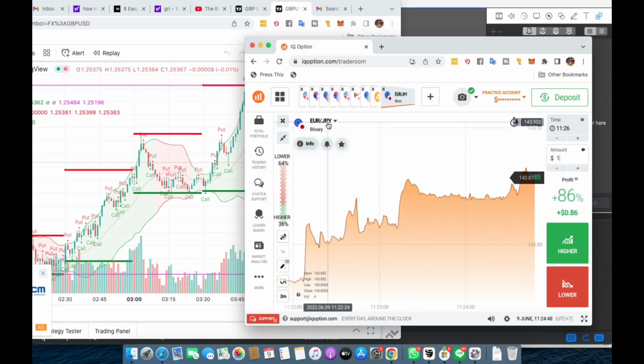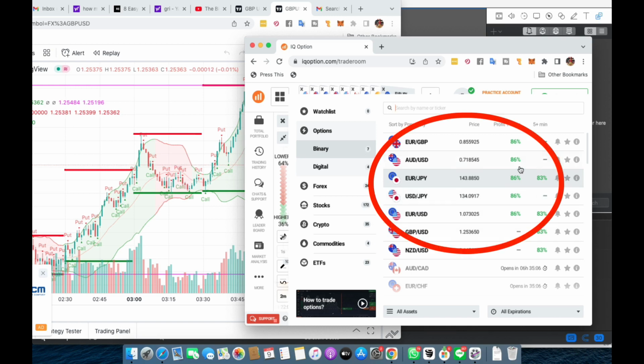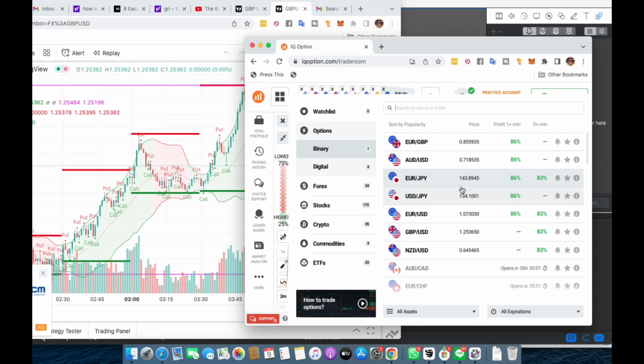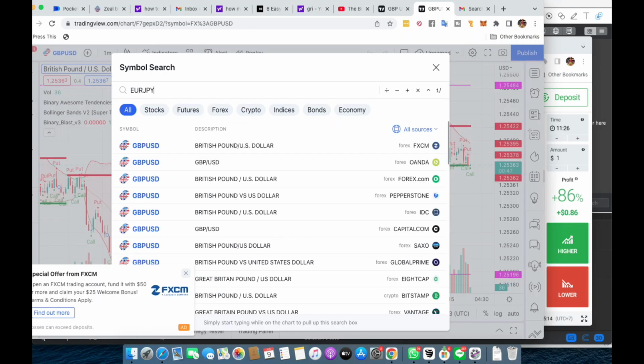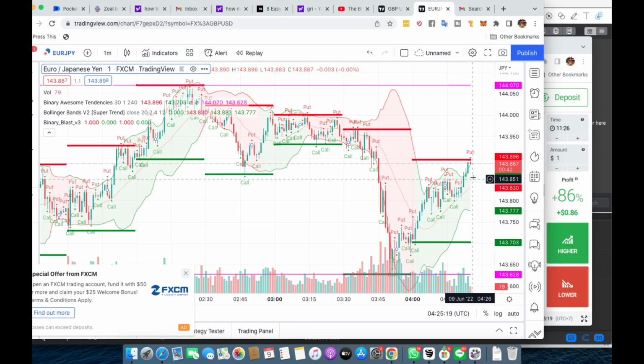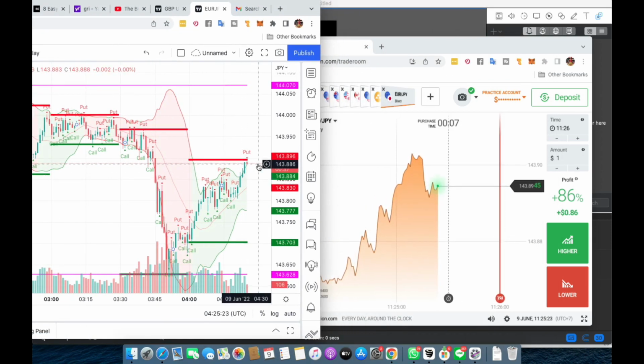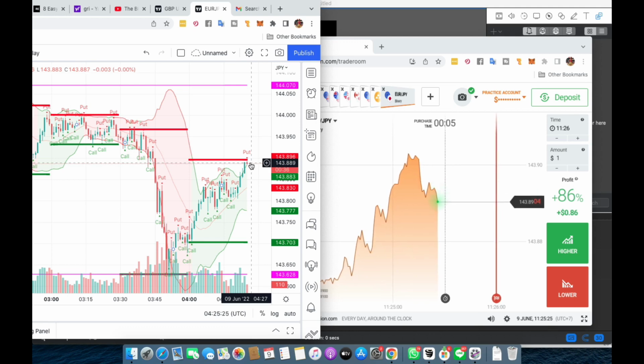The first thing that we need to do is check what instrument has a good payout. The ones with the highest payout at this point are all these ones. I'm just going to go with the EURJPY since this one is already giving quite a good payout. So let's go with the EURJPY in this case. Everything else remains the same. At this point, we will be using the support resistance levels.